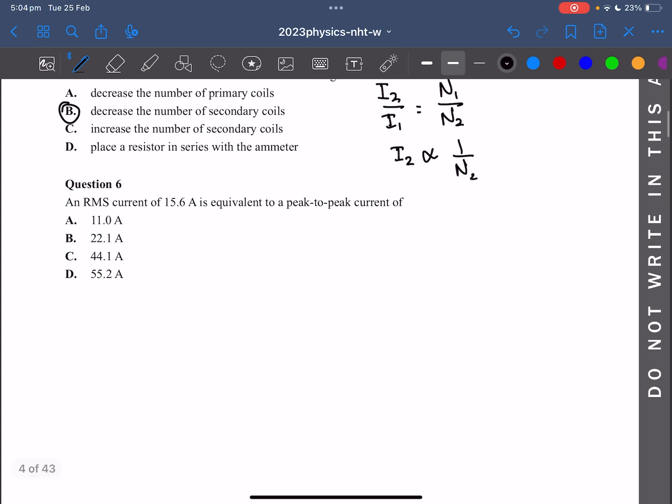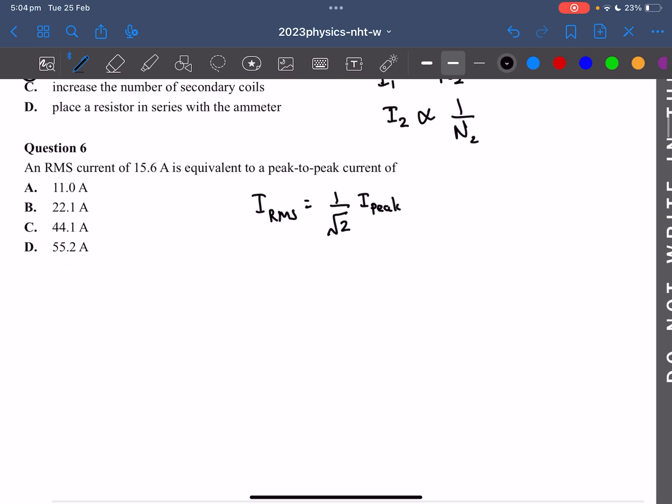An RMS current of 15.6 amps is equivalent to a peak-to-peak current of what? So I RMS is equal to I peak divided by square root of 2, right? And what we are finding is I peak-to-peak. So we have to first find I peak and then multiply it by 2 to get I peak-to-peak. So I peak is equal to square root of 2 times I RMS.